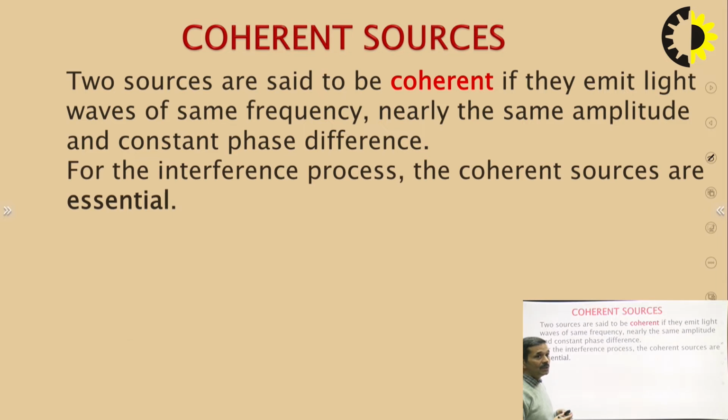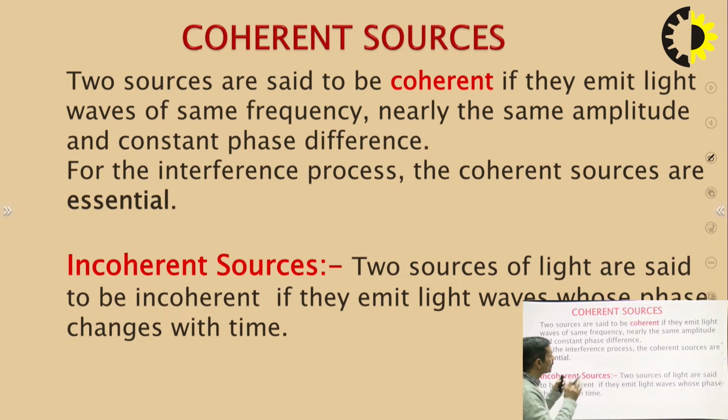Now, for interference, we must have some conditions, some requirements for the light source. The light sources must be coherent, and two light sources are said to be coherent if they emit light waves of the same frequency, nearly the same amplitude, with constant phase difference. So this is the primary requirement for interference. That means the light sources must be coherent, that means the phase difference between them must be constant. It should not vary with respect to time.